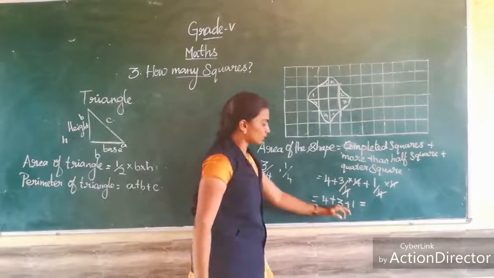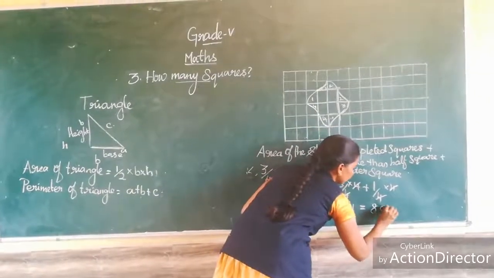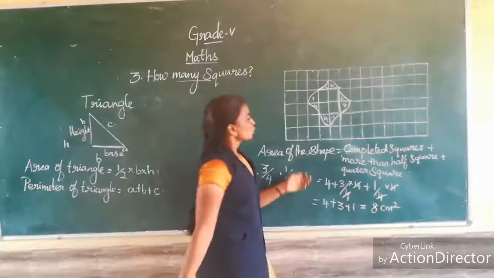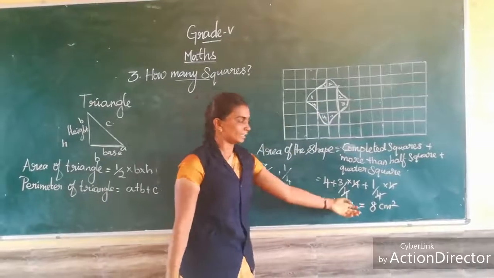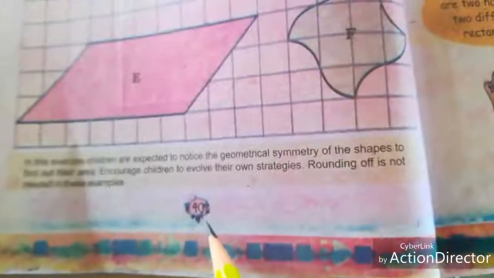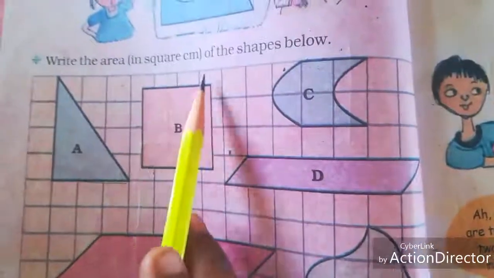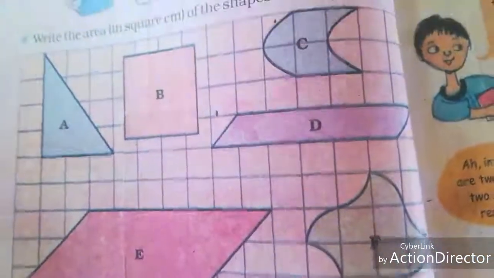If we add 4 plus 3 plus 1, we will get 8 centimeter square. So what is the area? 8 centimeter square. Now open your book to page 40. Write the area in square centimeter of the shapes below.